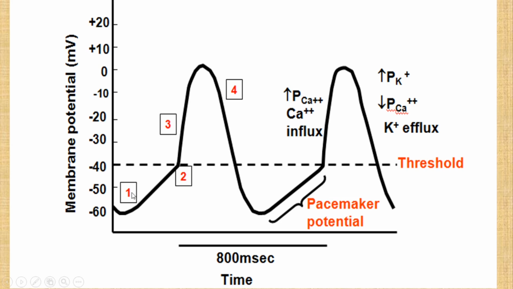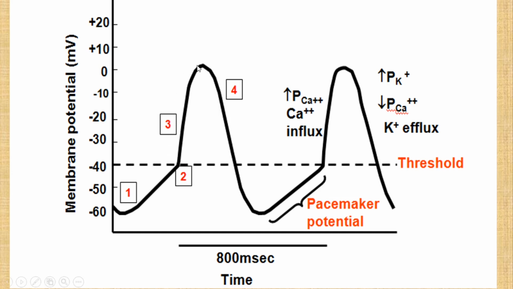Then the first thing we get is the opening of the funny channel. So the membrane potential will slowly rise to the minus 50 level. At minus 50, this funny sodium channel will close. There is opening of the T type calcium channel that will bring the membrane potential slowly to minus 40. Once it becomes minus 40, the L type calcium channel will open, and that will bring about the slow depolarization.